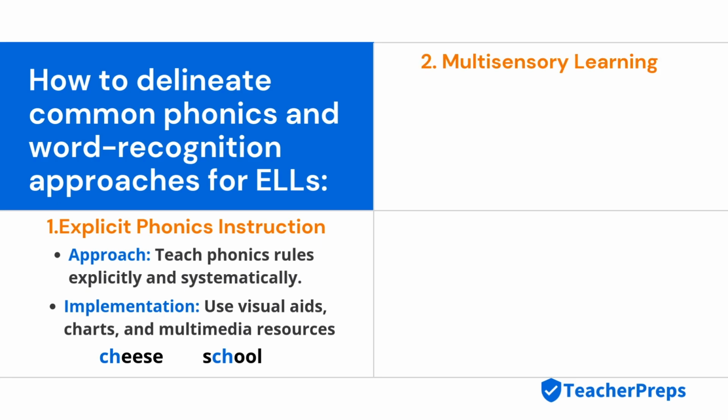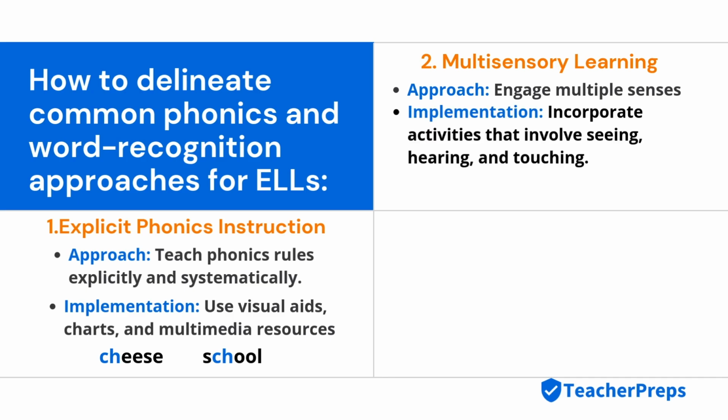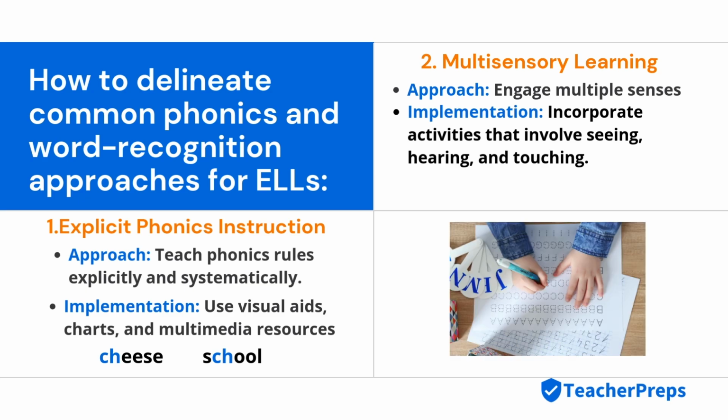Next on the list is multisensory learning. I love this part. The best approach is to engage multiple senses to help our English language learner students to find and make connections between sounds and letters. Now, one way is to implement this through activities that involve, as I just mentioned, seeing, hearing, touching, use all of the five senses. For instance, have students trace letters while saying the corresponding sounds. Cheese, cheese, cheese, ch, ch, ch, to build their word recognition.